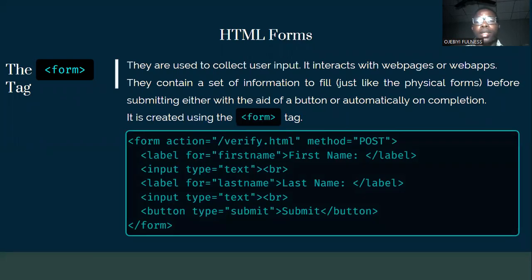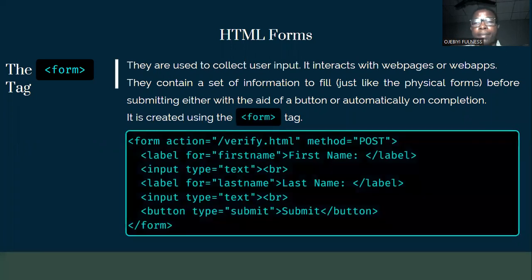HTML forms are created using the form tag. They are used to collect user input. It interacts with web pages or web apps. They contain a set of information to fill, just like our physical forms. When you are given the form to fill, you're supposed to put the required information in it. So that's just the function of the form tag.